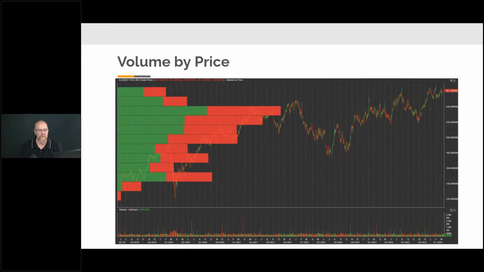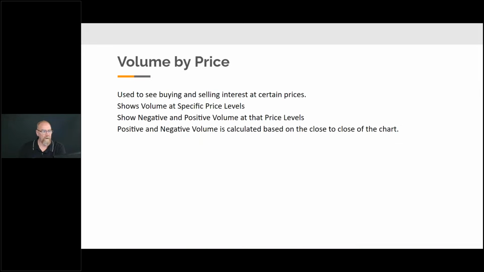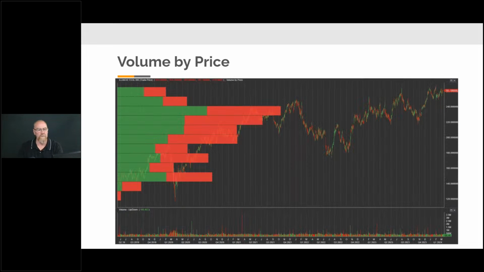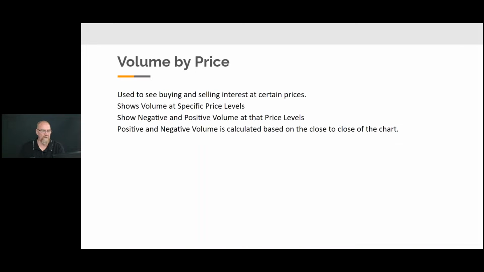Volume by price, very highly desirable function. Your volume by price can appear as you see it on the side here, either side, right or left, and shows you the volume at different price ranges. So you can use it to see buying interest at certain prices. You'll see where a certain price is, the bar is longer, whether it's green or red. It's telling you that more sales and more transactions have been taking place at that particular price level.